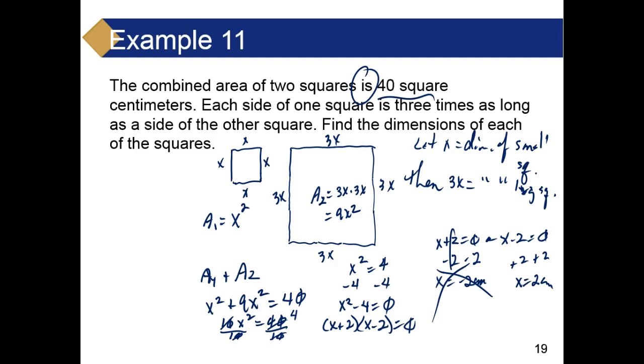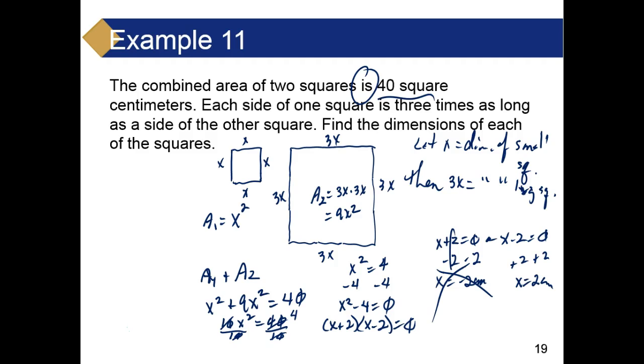Let's see if that's right. If this x is 2 centimeters, what's the area of that? 4 square centimeters. If this x is 2 centimeters, what's that length? 6. And what's the area? 6 times 6. 6 times 6 is? 36. And 4 plus 36 is? 40 square centimeters. Sure enough, that works.